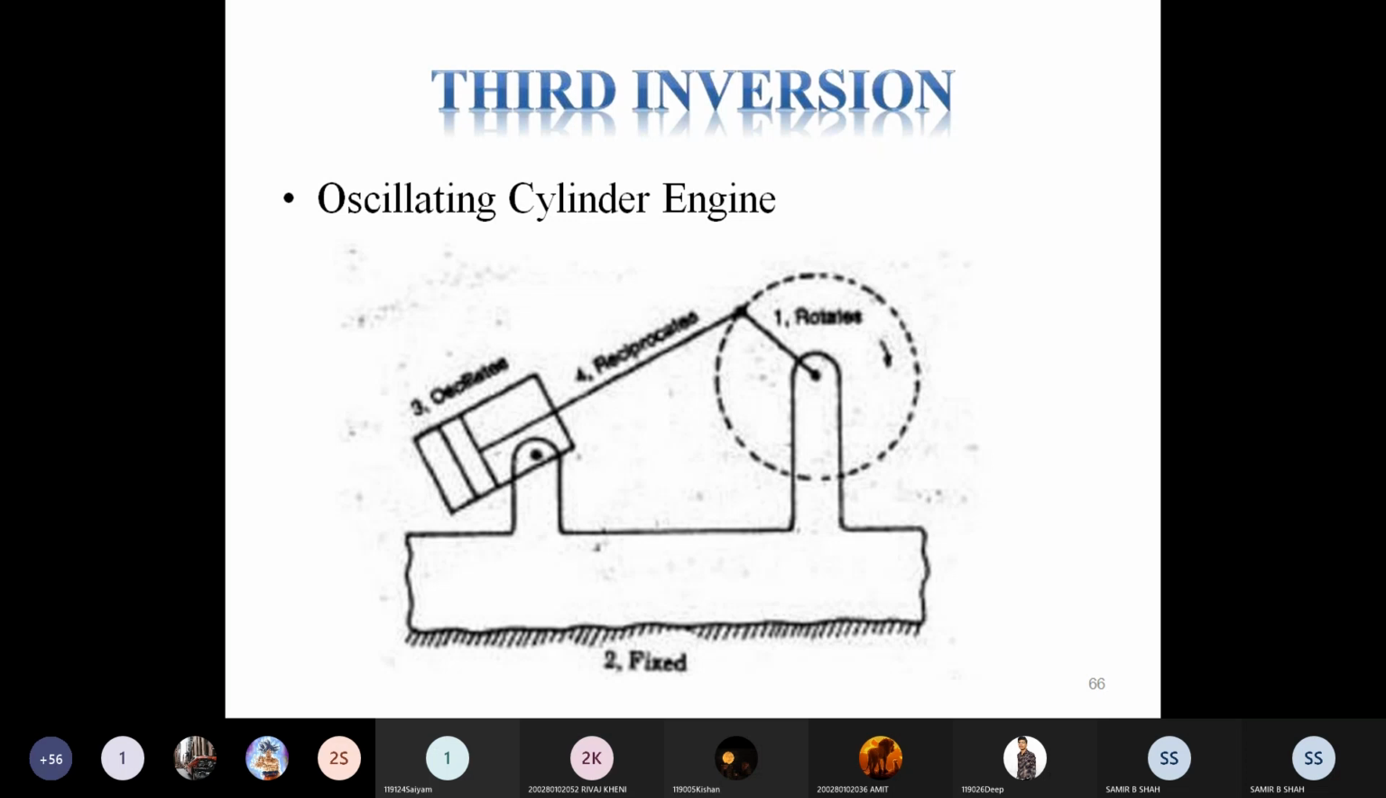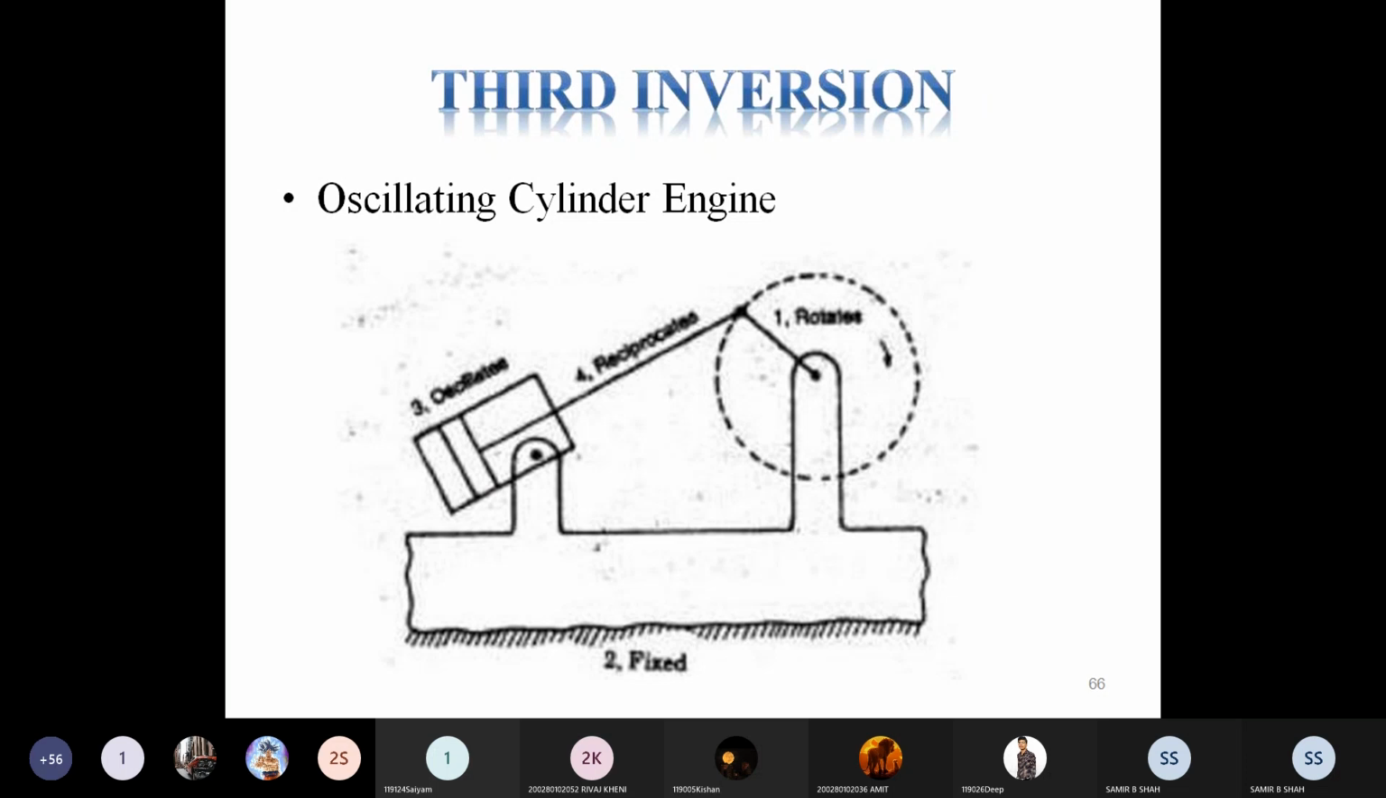And link 4, which reciprocates in its own axis, while at that time link 1 rotates. Here we are getting rotary motion converted into oscillating motion, rotary motion into reciprocating motion.